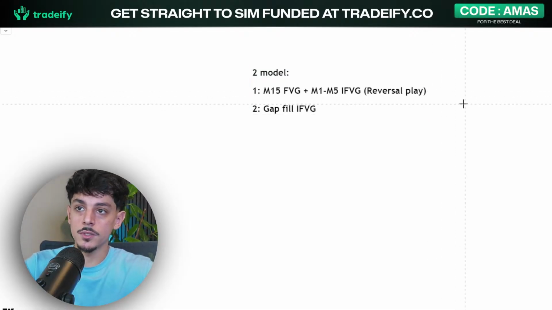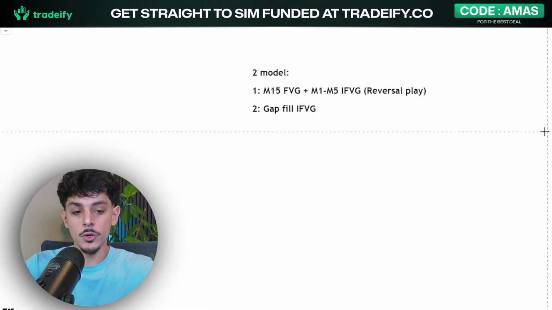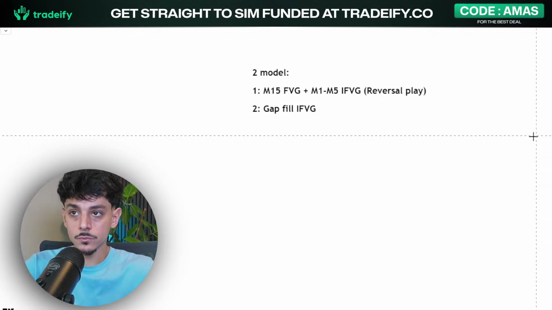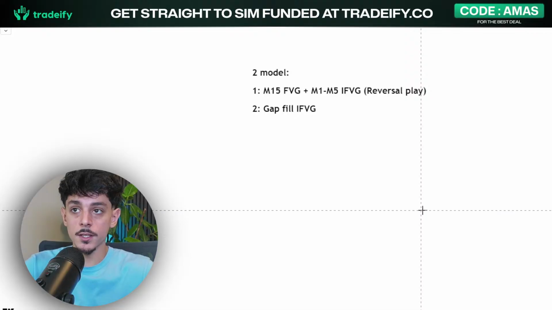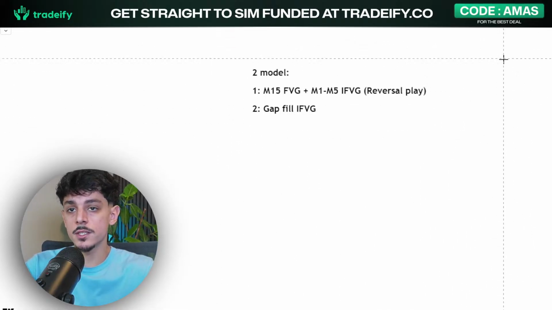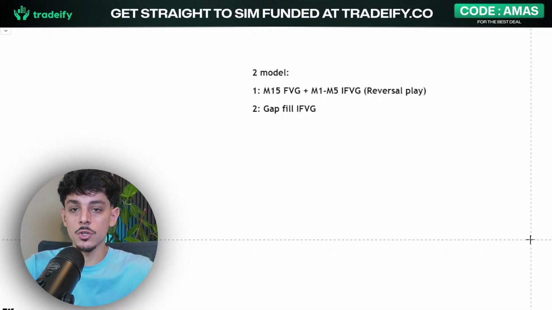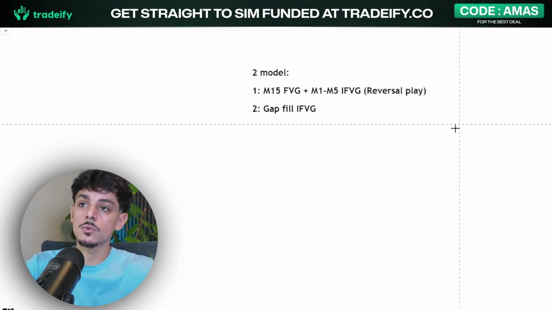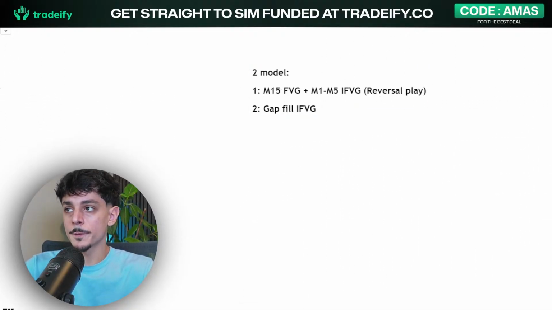For the gap fill IFVG, you go on the bottom right of your TradingView chart, you select RTH, and then if there's a gap, you want to target that gap and you want to find an IFVG in the opposite direction of the gap, so you can know basically that some participants are getting squeezed and it's the moment that you should go and fill the gap. So these are the two models.